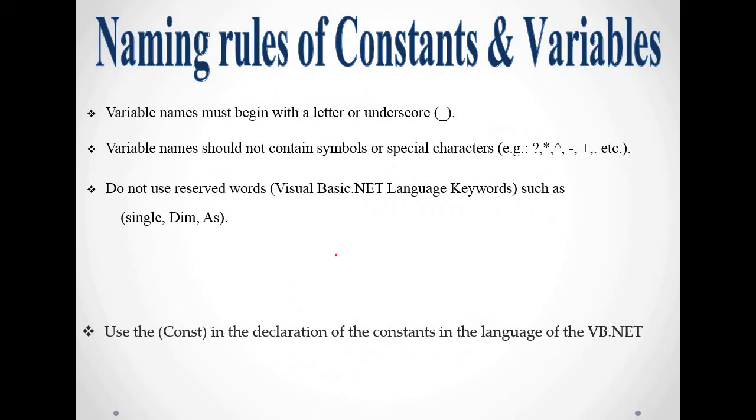So we have to understand the naming rules of constants and variables. How can we put the right names? Because there are rules. The variable names must begin with a letter, and I can also put an underscore, but we have to start with a letter.